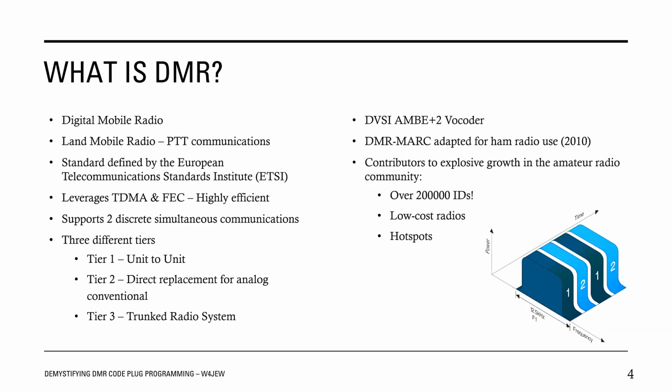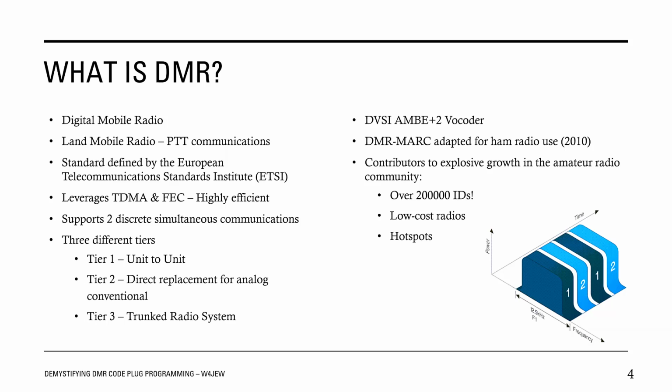You also see it says FEC, which stands for forward error correction. FEC is responsible for helping resolve some digital errors that may occur in transit, so these radios have the capability of healing. Again, it supports two discrete communications.